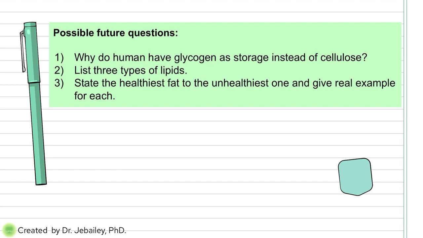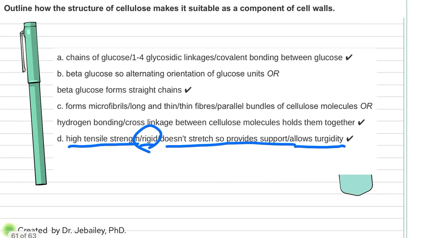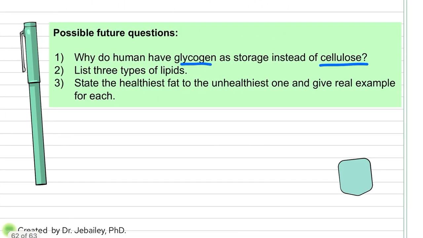Looking back, there are future questions that could come up, such as why do humans have glycogen instead of cellulose? It's basically this one, right? Because again, with the beta, we don't have the enzyme to break the beta; we have the enzyme to break the alpha glucose. And we look at different types of lipids and the different types of healthy and unhealthy fat. For these kinds of examples, you can also go back to my lecture on 2.3 and you can answer these questions. But these are probably the future questions that can come up on IB exams.